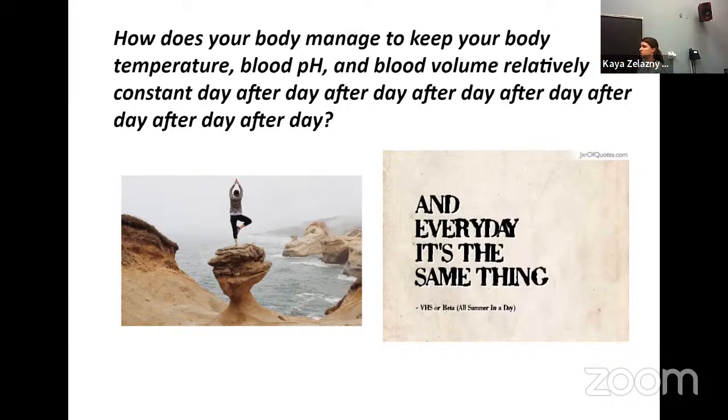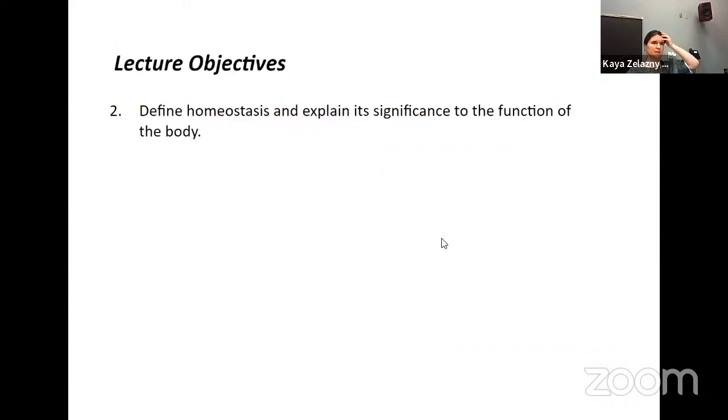So a lot of the mechanisms we're going to talk about are how your body adjusts when something happens, when there's some kind of a change. How does your body compensate for that? How does your body get back to that balanced state where everything is predictable for all your different organs? So this is our concept of homeostasis. So that's our second lecture objective for today.